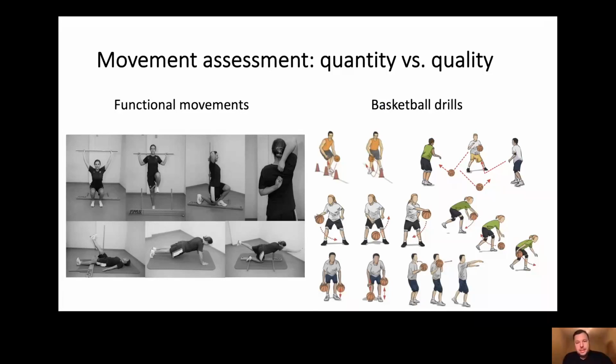Movement assessment. I think one of the most important things that we should assess is quantity versus quality. We have different types of tools to assess basic functional movements, which are not basketball-specific movements, but movements which we can assess to analyze: do we have any problems in basic movements? Later on, of course, we can check basketball drills and so on. But my point of view is that the quality should be first and the quantity should be second. So analyze the quality, and it's very important to check this.